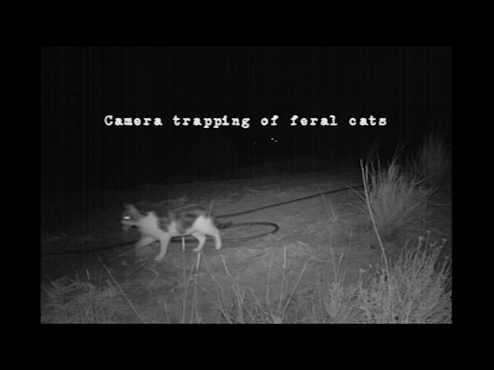The aim of this video is to show how a camera trap can be set up to obtain images of a target animal, be it for research or surveillance purposes. The intended animals for the camera trap are feral cats, which are known to be a destructive and introduced species that predates on many native wildlife species.